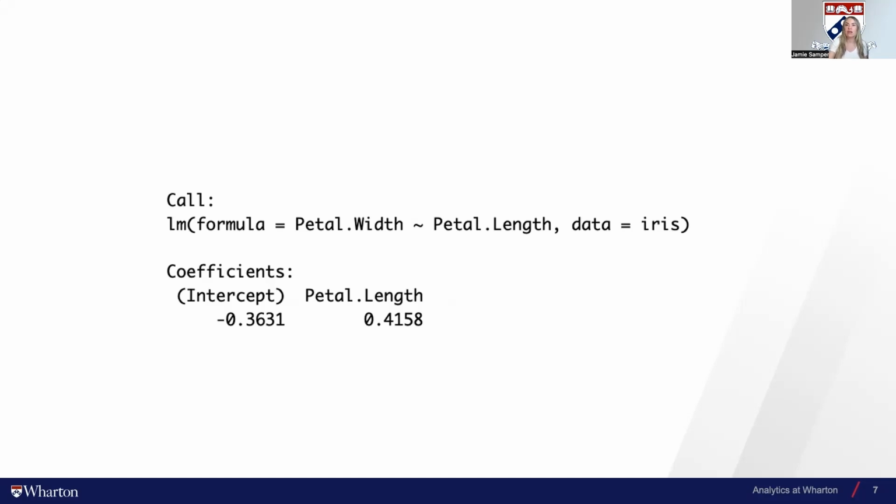So you tell your friend, there appears to be a linear relationship between petal length and petal width, and that for every unit increase in width, the average of the petal length will increase by 0.4158 units.